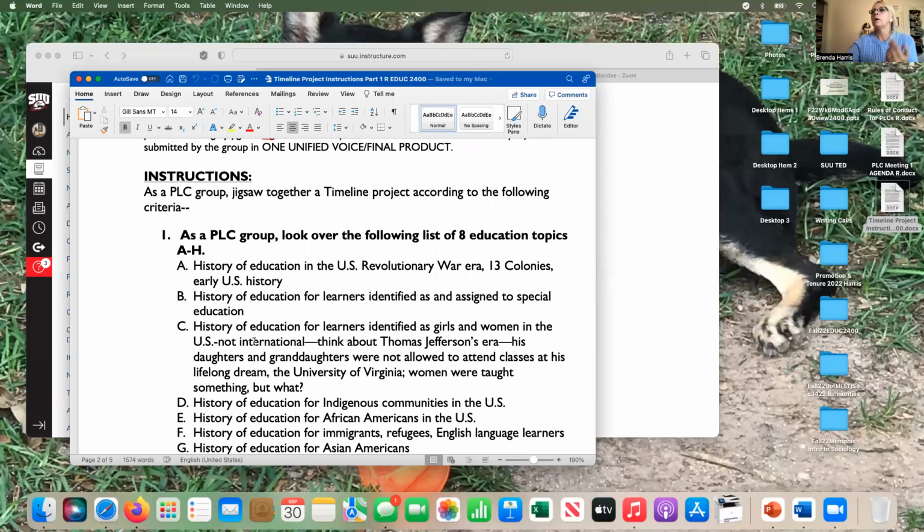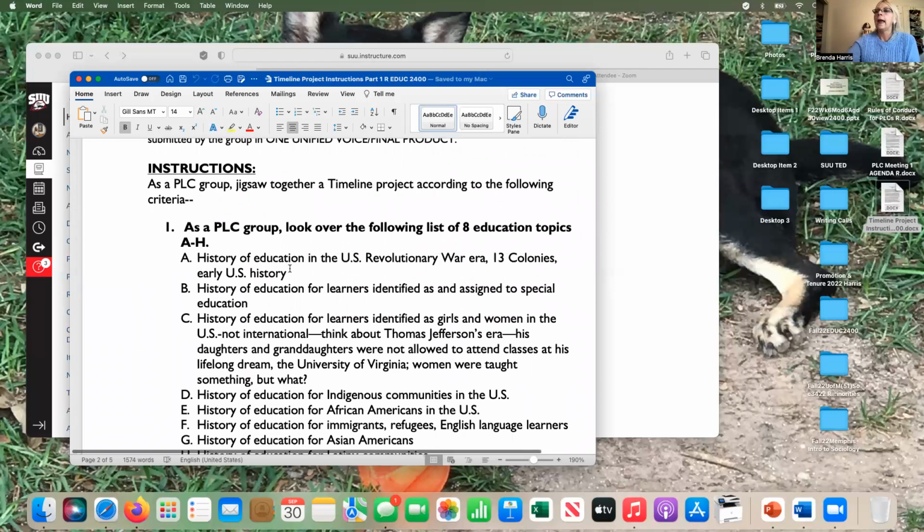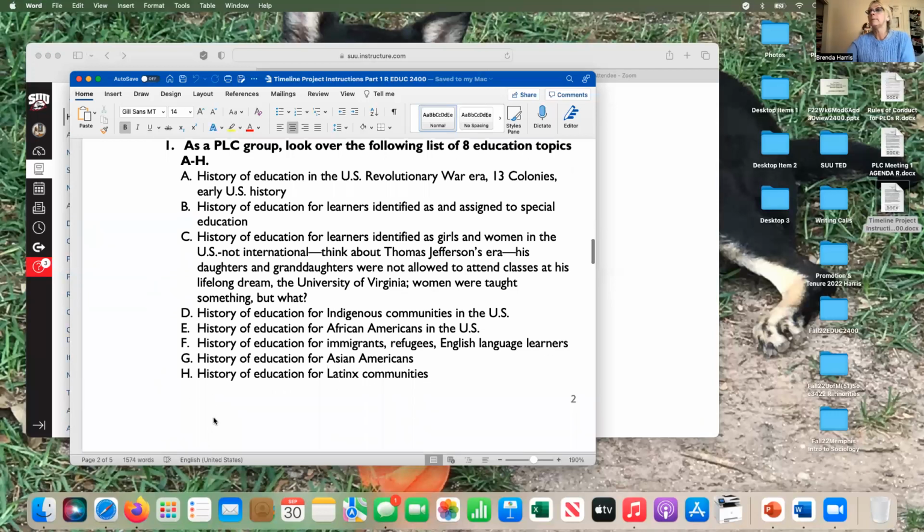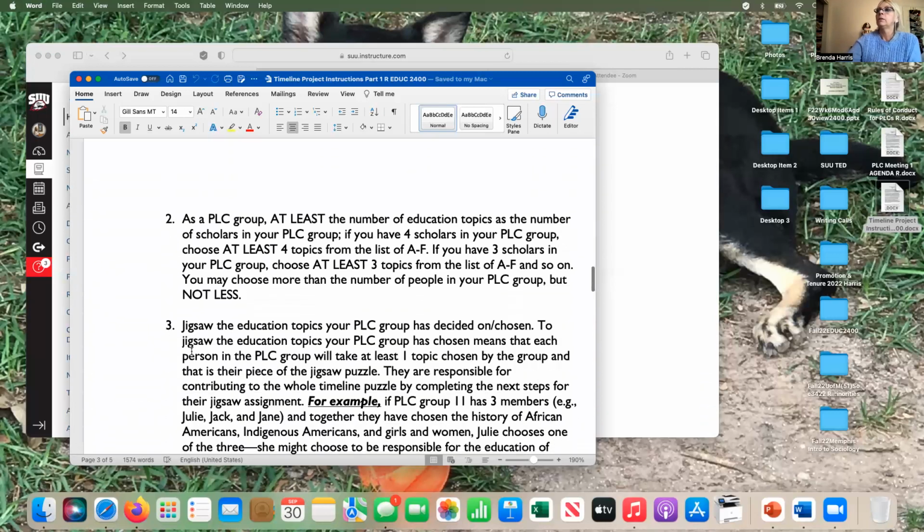So let's say that one group says, well, we're going to do A and D and G because we have 3 people in our group, and those are the 3 that we're interested in. Okay, great. Whatever you're interested in. Once you have decided that, then you're going to jigsaw those. And that means that each person in the PLC group will take at least one of the topics that you chose, and they are responsible for contributing to the whole timeline puzzle by completing the next steps for their jigsaw assignment.